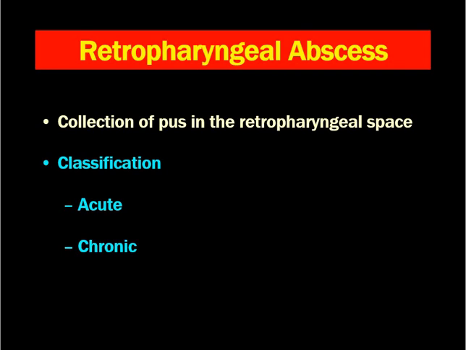Dear all, in this video, I shall be discussing retropharyngeal abscess. This is defined as a collection of pus in the retropharyngeal space. The anatomy has already been described. The abscess can be classified as acute and chronic retropharyngeal space abscess.